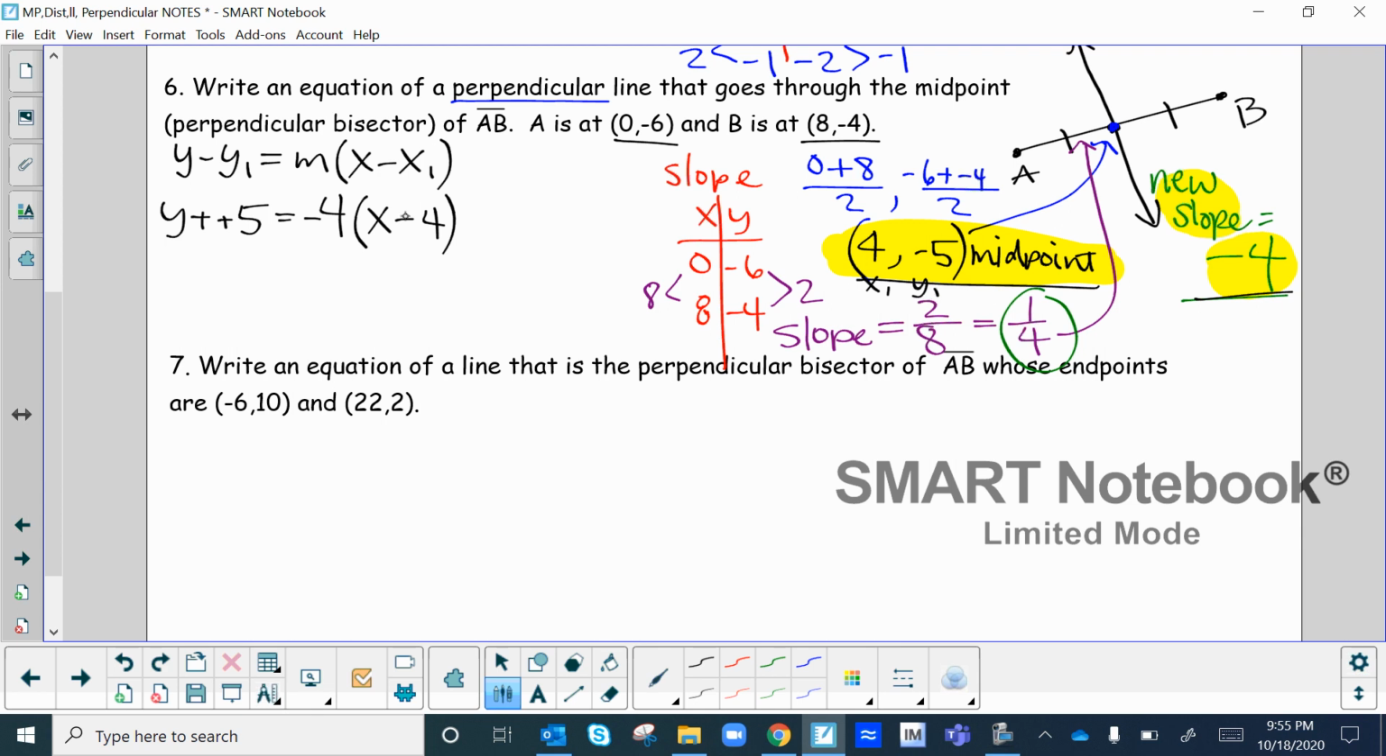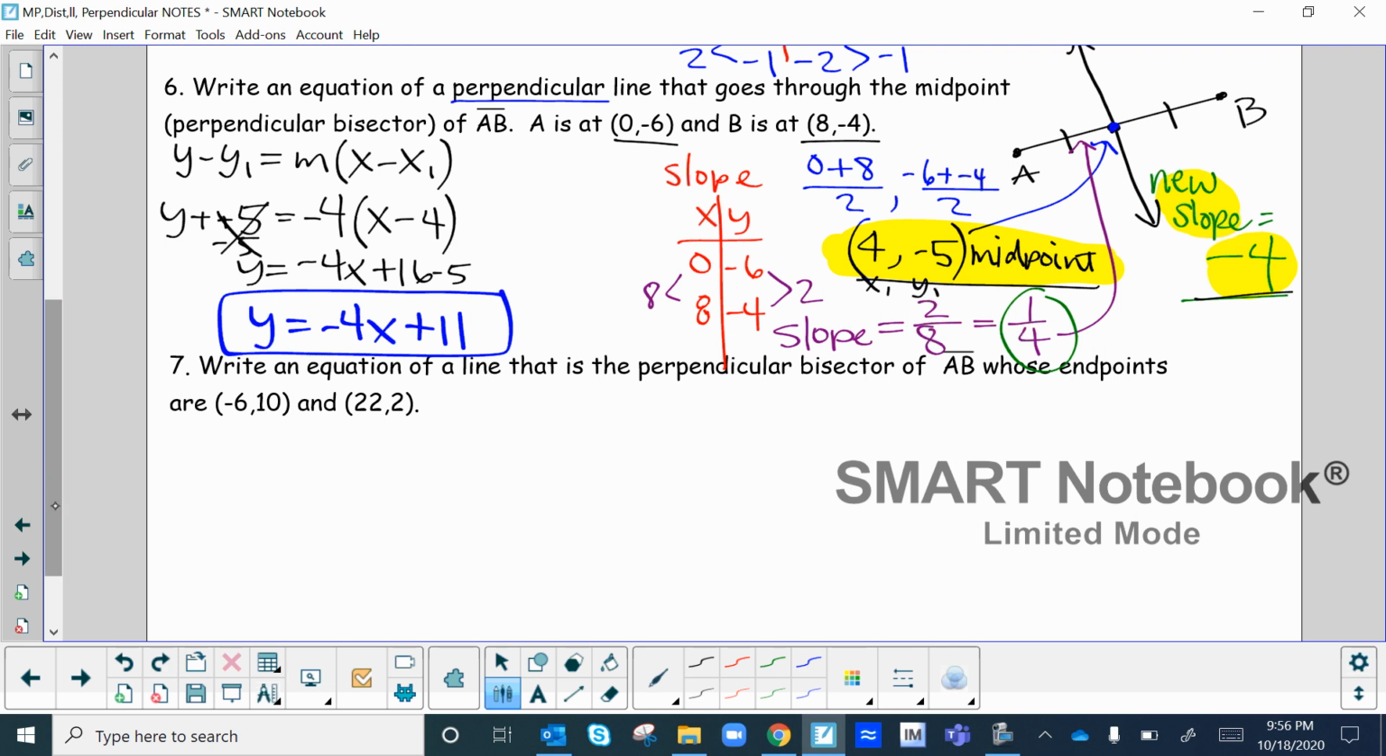Okay, so we're going to do the distributive property here, so that's going to be -4x plus 16, and then I'm going to subtract 5 from both sides. And so my final answer is going to be y equals -4x plus 11. Okay, so it was a little challenging, but you have to realize, okay, if I'm making perpendicular lines, I need to think opposite reciprocal slopes, and then it said bisector, so then I have to find the midpoint of that. All right, so that one was kind of tough, so let's practice it one last time.